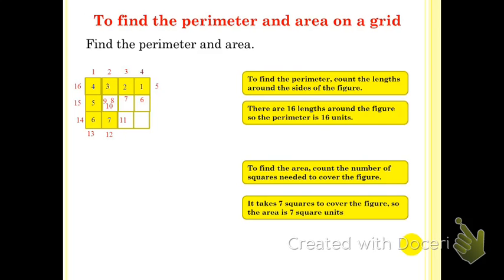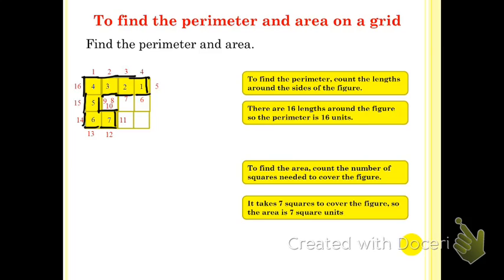Find the perimeter and area. To find the perimeter, count the lengths around the sides of the figure. 1, 2, 3, 4, 5, 6, 7, 8, 9, 10, 11, 12, 13, 14, 15, 16. There are 16 lengths around the figure, so the perimeter is 16 units.